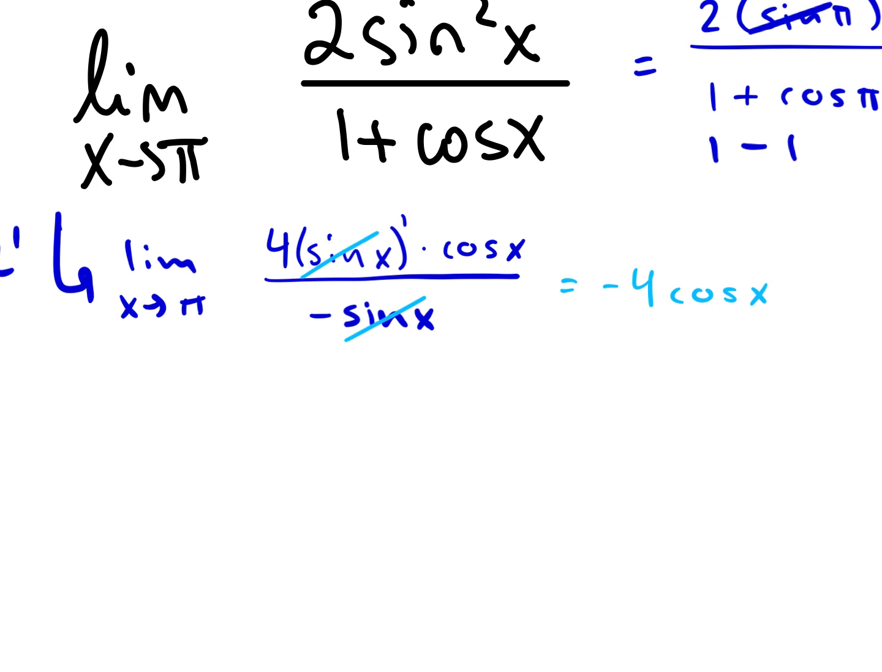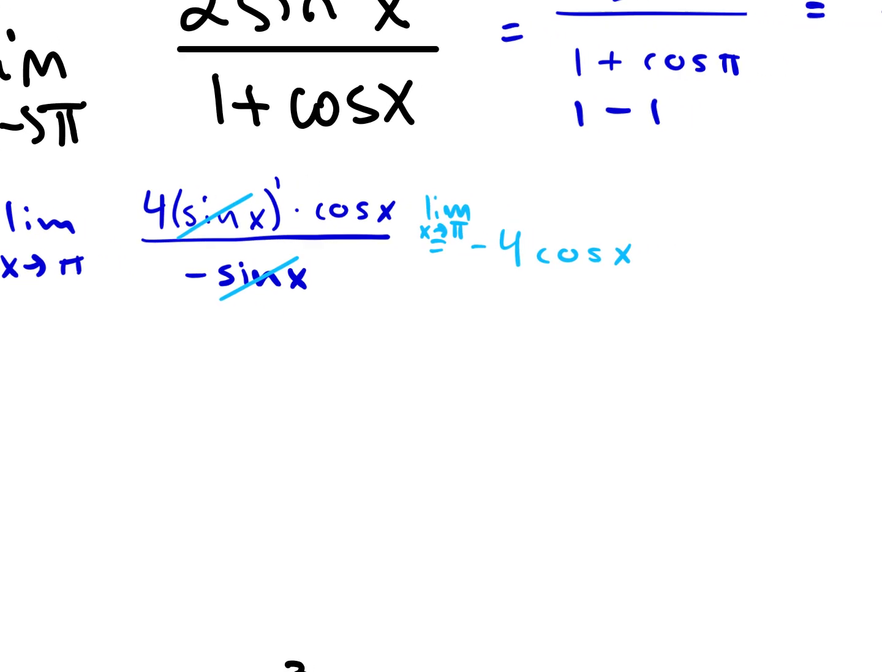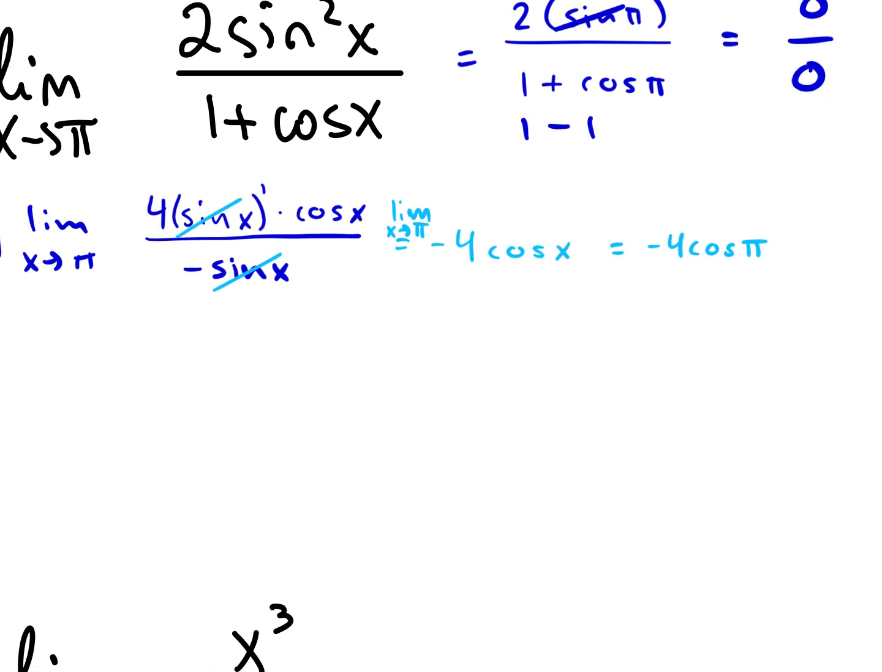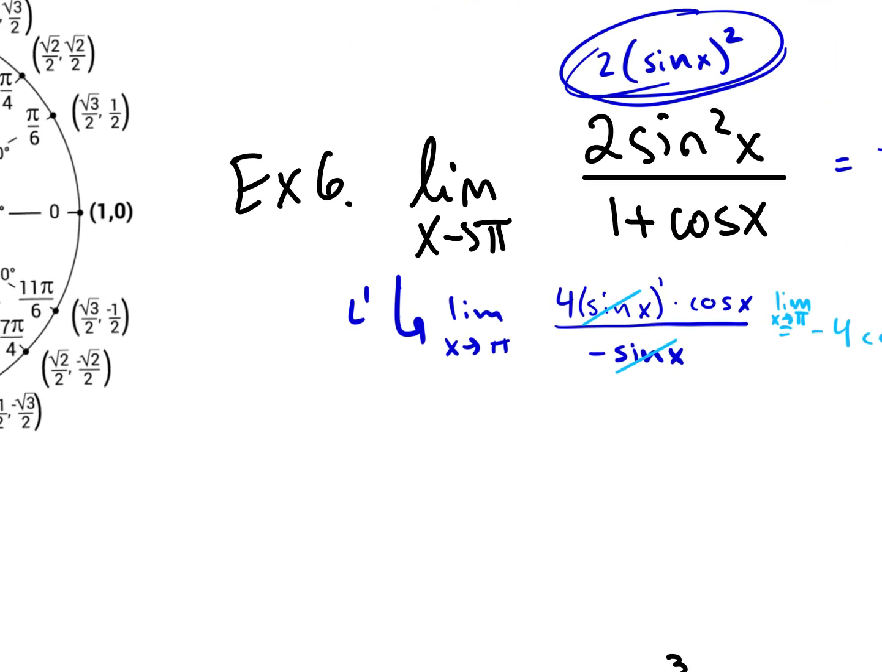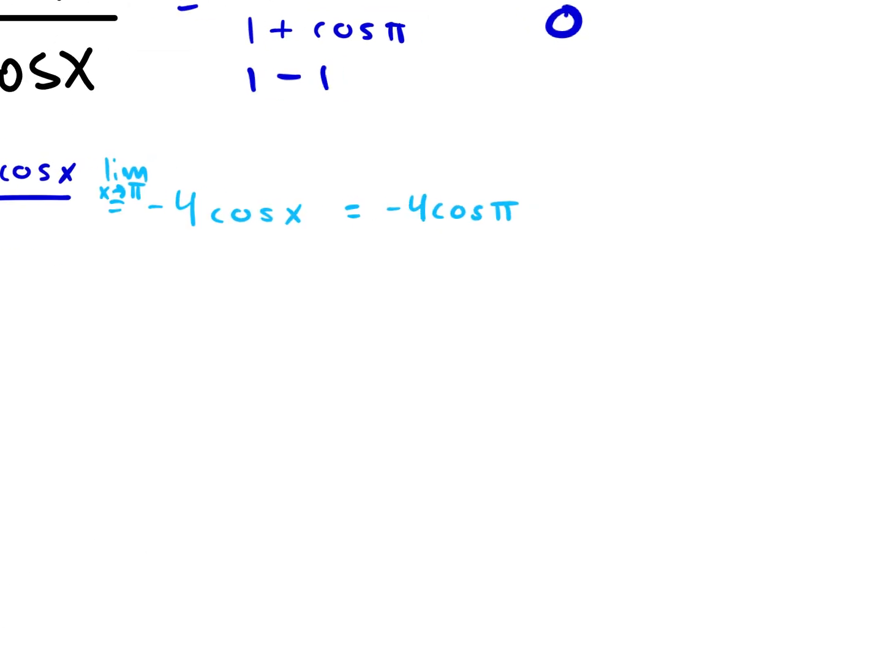Now let's see if we can take the limit of this. So our limit as x approaches pi, we're going to plug pi in. So we've got negative 4 times cosine of pi. And we just said cosine of pi is what? Negative 1. So we go to pi. Cosine tells us we look at the x value. That would be negative 1. So we've got negative 4 times negative 1, which would be 4.